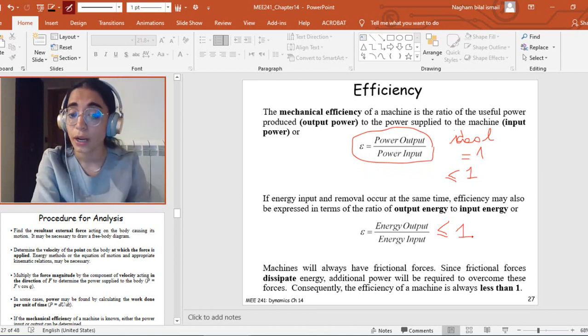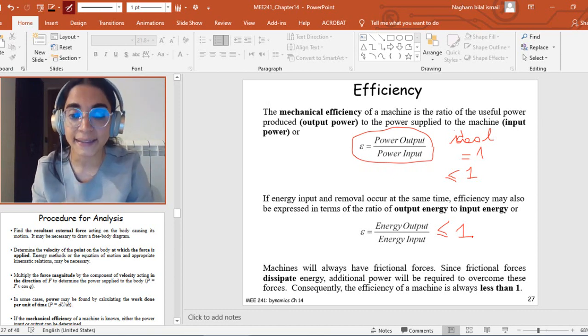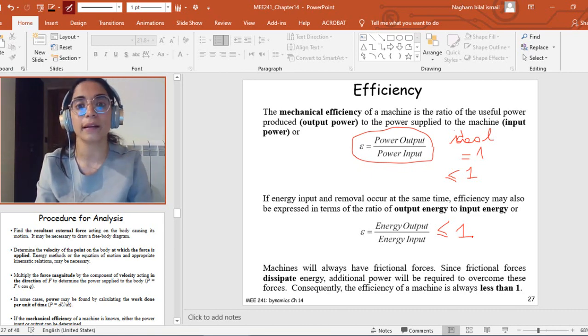So guys, this is for the power and the efficiency. As I said, they can be used in mechanical systems, like for example heat pumps, later on in your mechanical courses.